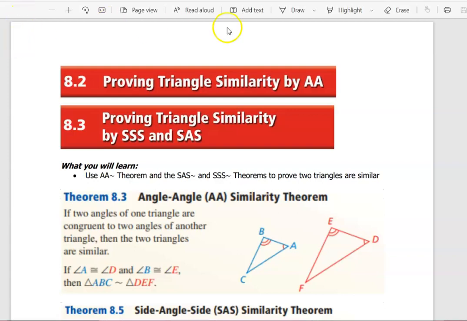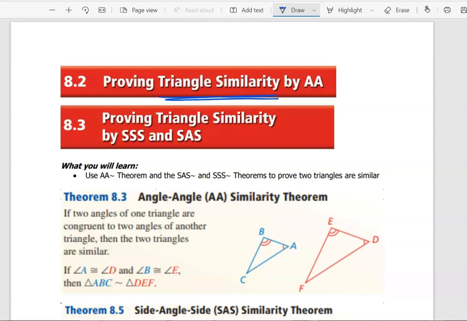Okay guys, so the next two sections that we're going to talk about in this video are 8.2 and 8.3. What we're going to learn in these two sections are basically shortcut methods for proving triangles are similar. In the last week we learned about proving triangles similar. In order to do that, we needed to prove that all of the angles were congruent and all of the sides were proportional. So that's a lot, right? That's a lot of things that we need to check to make sure two triangles are similar.